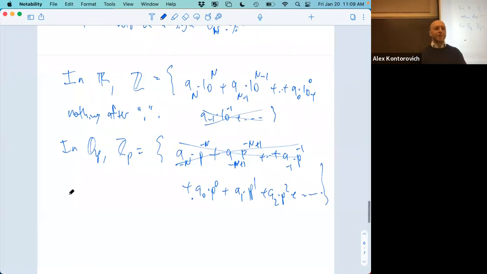Is this even a ring? If I add, subtract, multiply things in Z_p, do I stay in Z_p? Can we characterize Z_p in another way? So is Z_p a ring? Why?